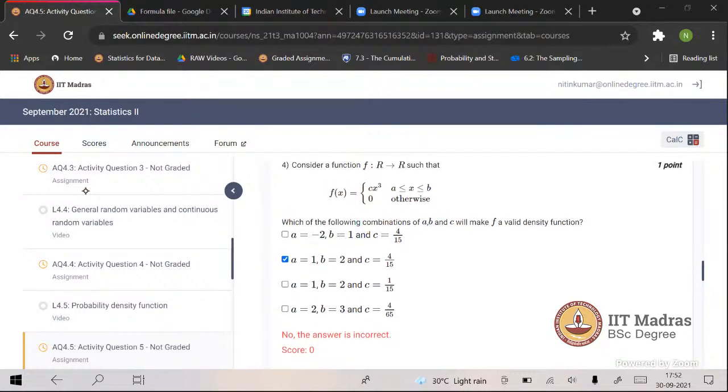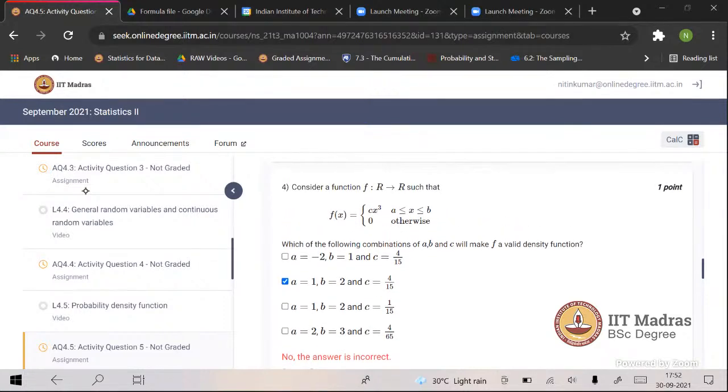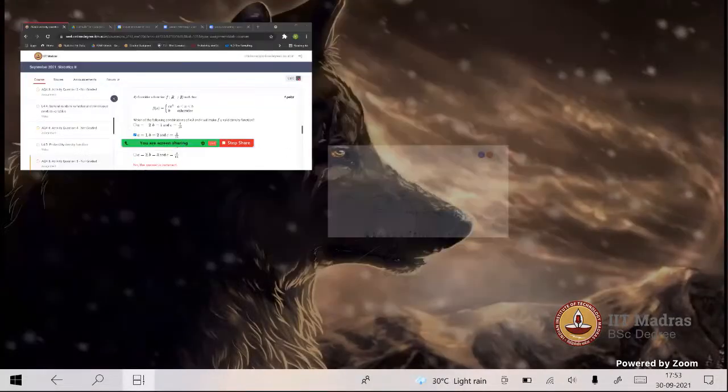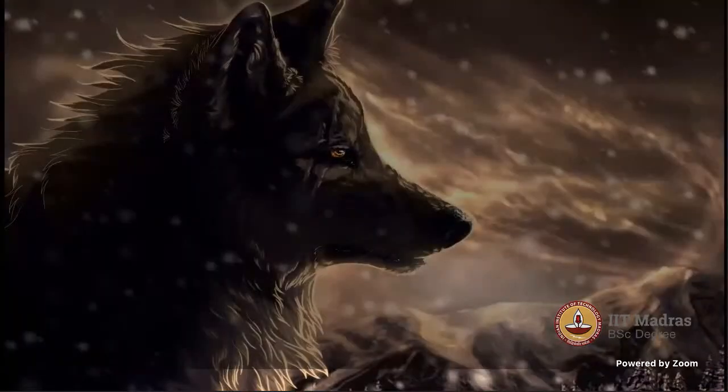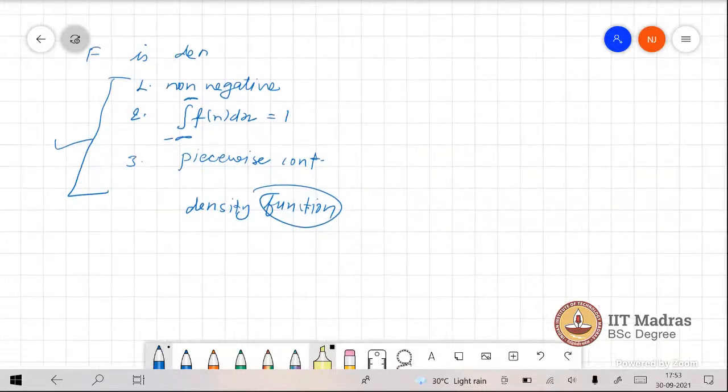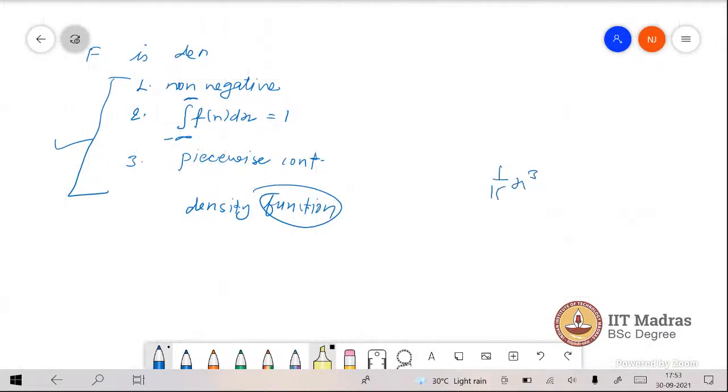Now look at the second option. A is 1, B is 2. So x takes values from 1 to 2. In 1 to 2, it is defined as 4 by 15 x cube. So it is always positive, right? And the third property, it is piecewise continuous. Here it is satisfying because it is a continuous function. Now look at the second property. Now your function is defined as 4 by 15 x cube when x takes values from 1 to 2.